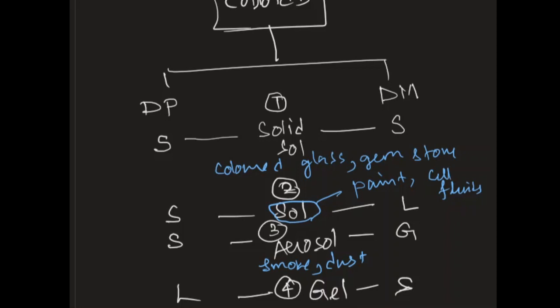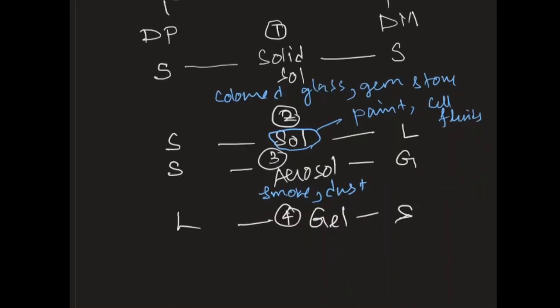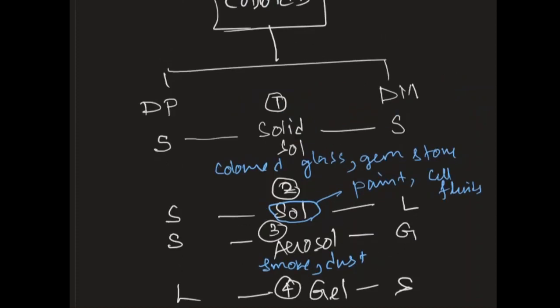Then you have liquid liquid, that is called emulsion. This is liquid, this is also liquid, then this is known as emulsion. Everyone has a unique name, please understand that. Emulsion paints, is it not? Then you have milk. Milk is also a very good emulsion. Hair cream. So these are all emulsions.